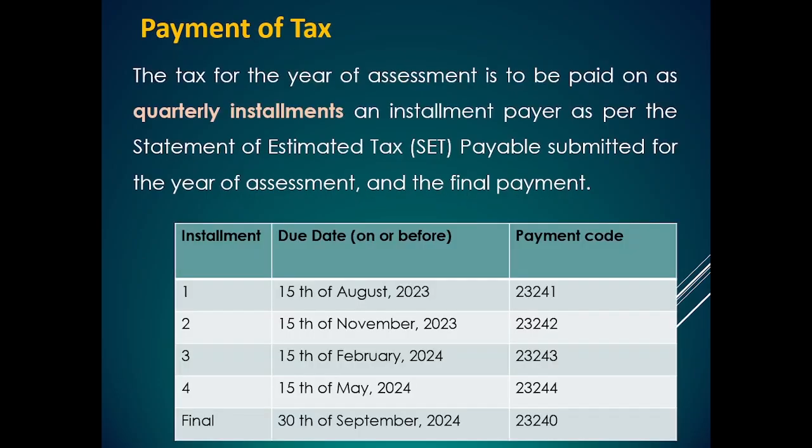Then let's see how to make the tax payment. You have to pay your income tax on an installment basis as quarterly payments. In this table, you can see the due dates and the tax payment code relevant for each taxable period.